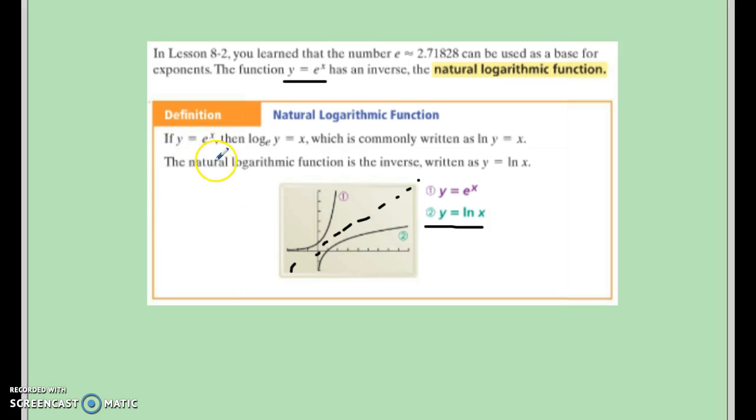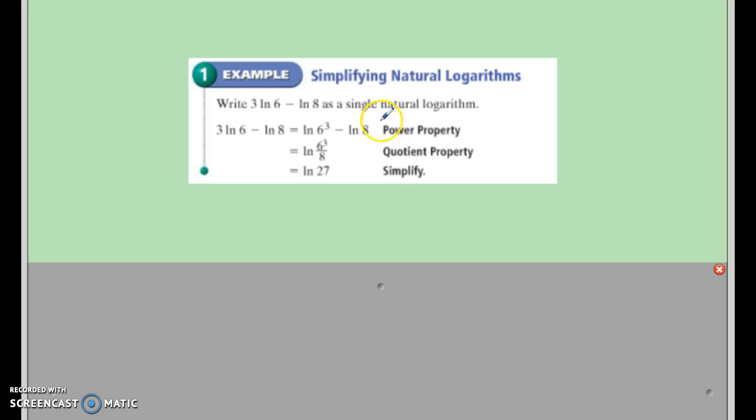Okay, so here's our definition of our natural log function. If y equals e to the x, then log base e of y equals x. So we've just converted from exponential to log form. But instead of writing log base e, we write it as natural log using ln. So just like if we have a base of 10, we don't actually write log base 10, we just write log. Here, if we have base e, we don't write log base e, we use natural log, so the ln button.